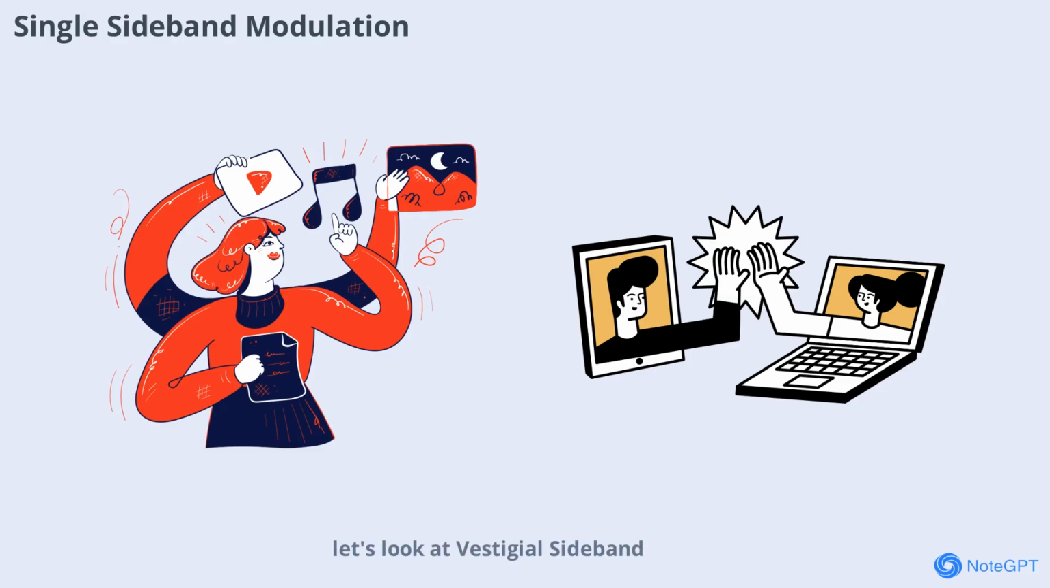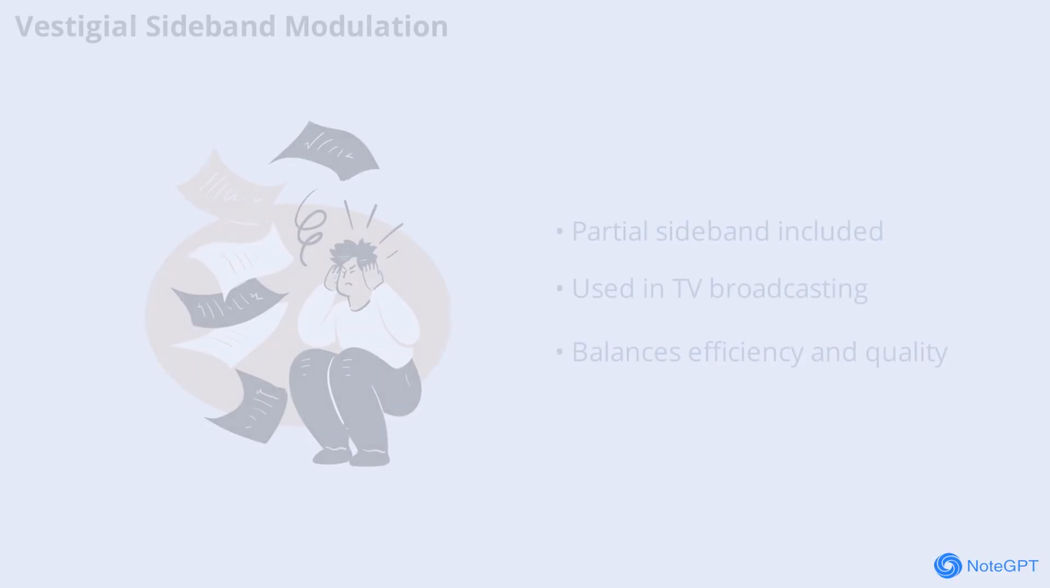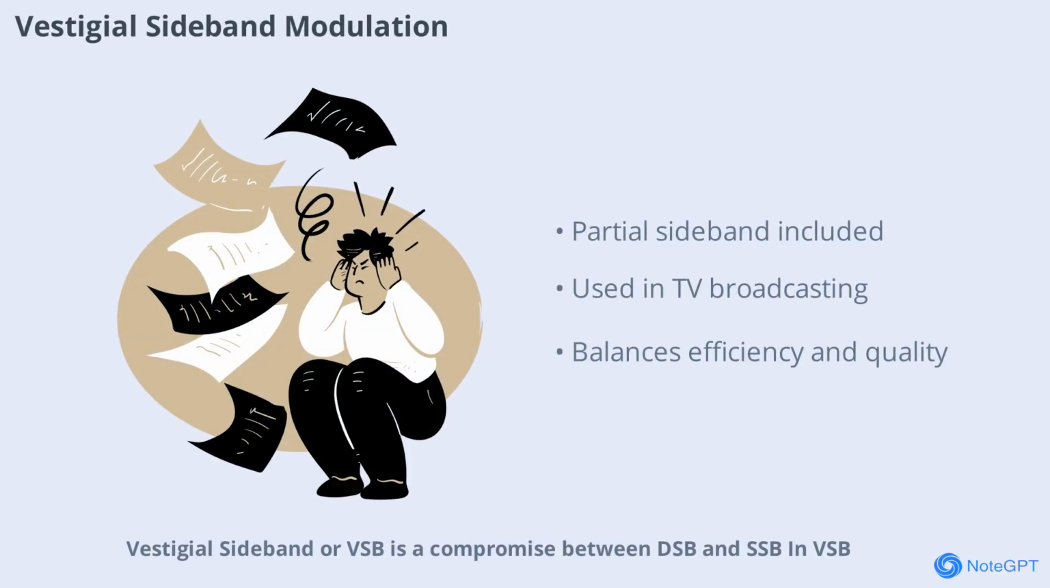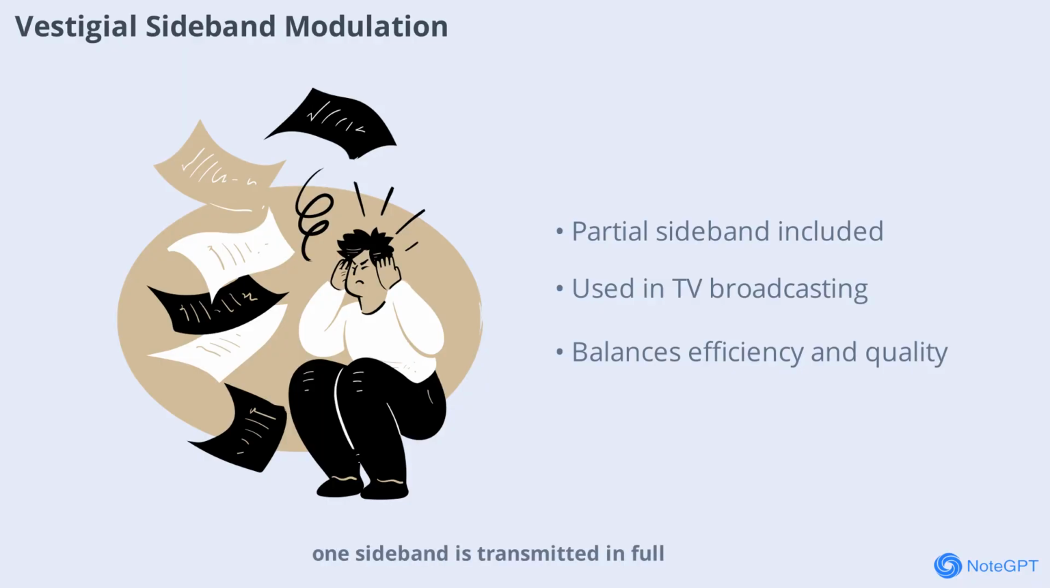Next, let's look at vestigial sideband, which is commonly used in television broadcasting. Vestigial sideband, or VSB, is a compromise between DSB and SSB. In VSB, one sideband is transmitted in full, while a portion of the other sideband is also included.